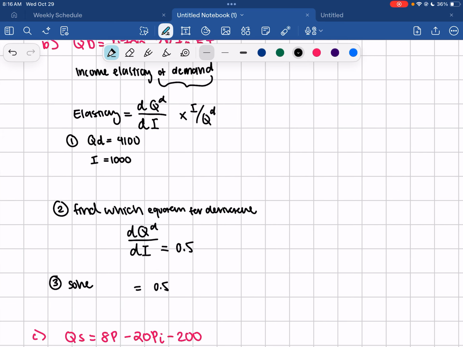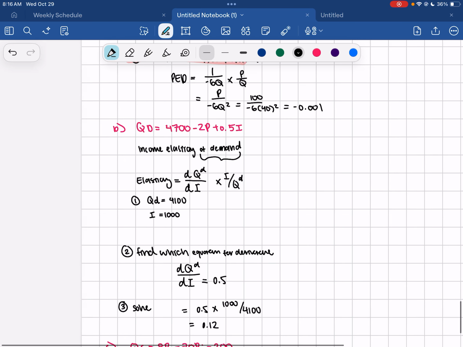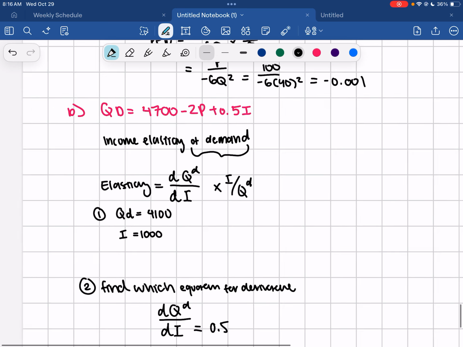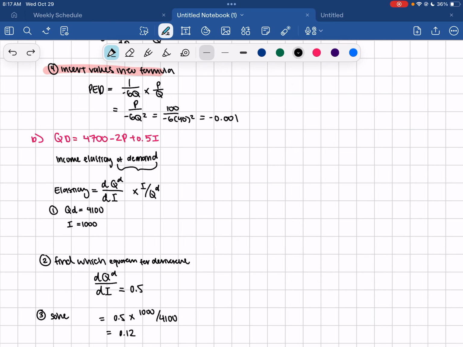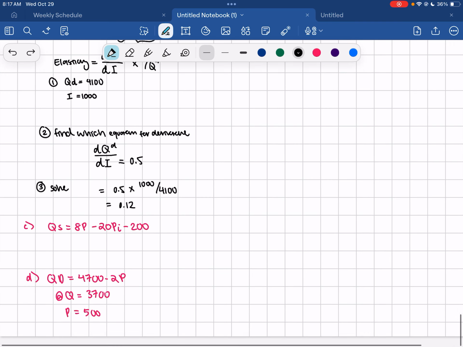So it's going to be equal to 0.5 times I, which is 1,000, over 400, because that is Q_D. Subbing them into the equation correctly, we get 0.12. Wonderful job. Now that is the income elasticity of demand. The key thing in solving income elasticity is knowing where to put what before finding the price. We're not asking for the price. It's not the price elasticity of demand. It's the income elasticity. Wonderful job.